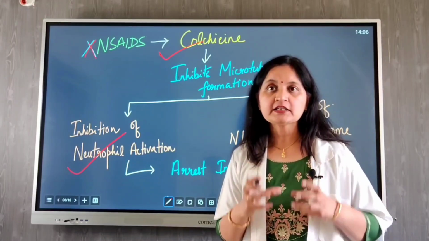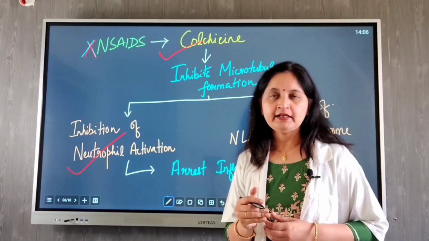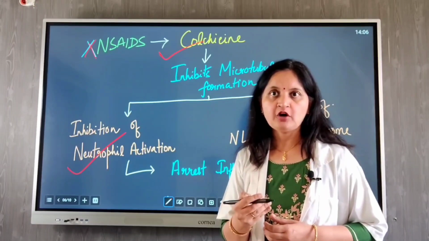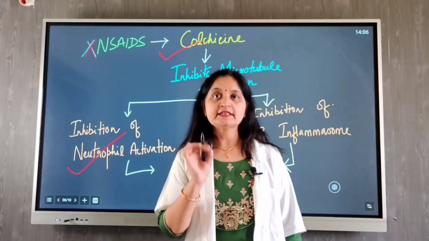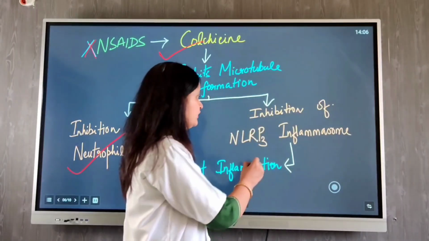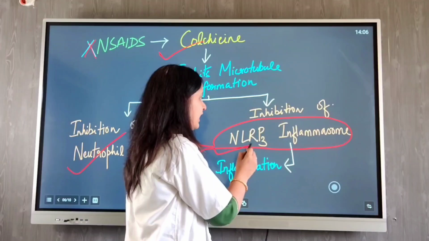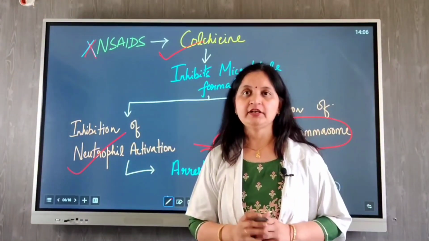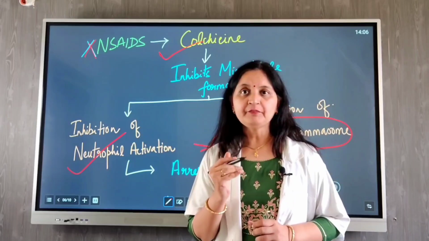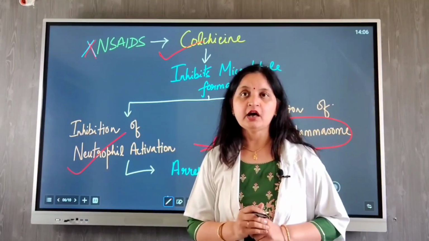So the chemotaxis of neutrophils to the site of inflammation is inhibited and the phagocytosis is blocked, and this inhibits the release of inflammatory mediators. Also there is inhibition of macrophages because of the inhibition of the protein complex, that is NLRP3 inflammasome, and this arrests the inflammation, this halts the inflammatory phase, and colchicine is the fastest acting drug in acute gout.